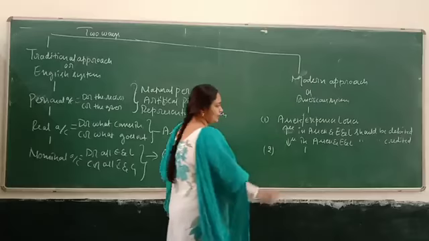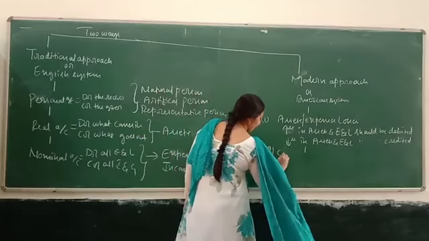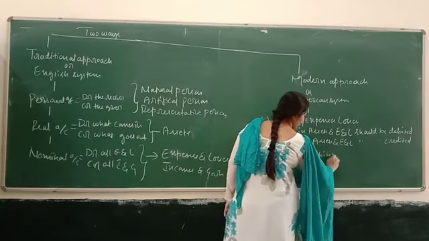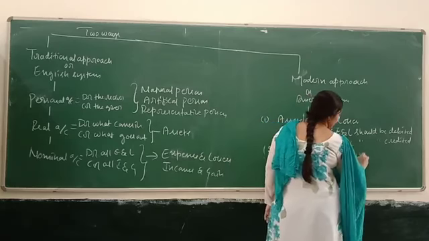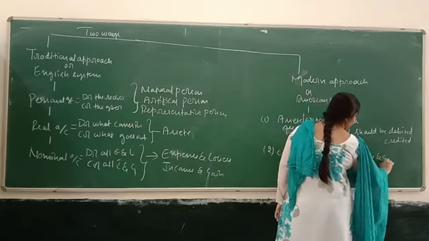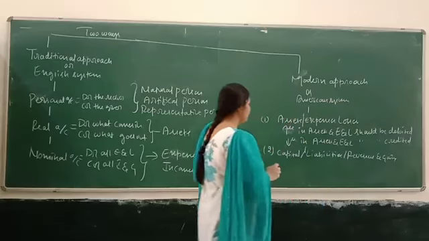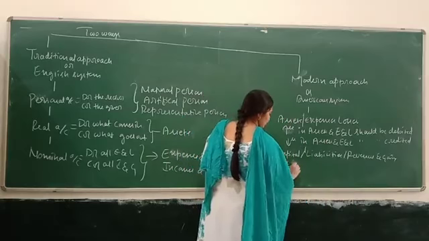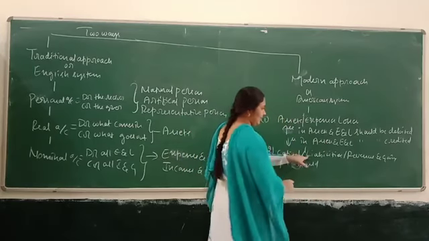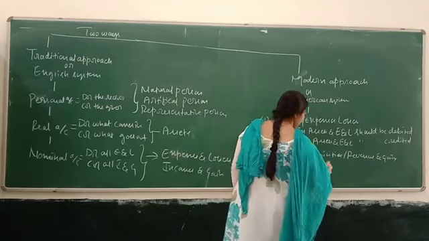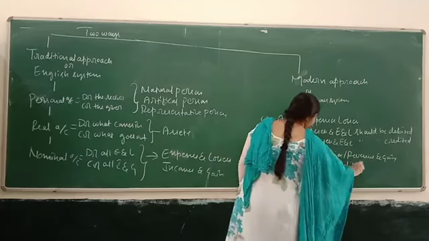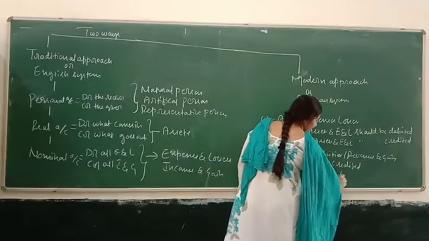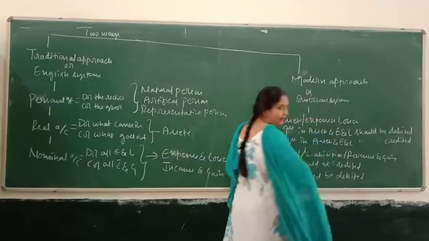Okay, and the second rule is for capital, liabilities and for revenue and gains, the rule is similar. Increase in capital, liabilities, revenue and gains should be credited and decrease should be debited. Increase should be credited and decrease should be debited.